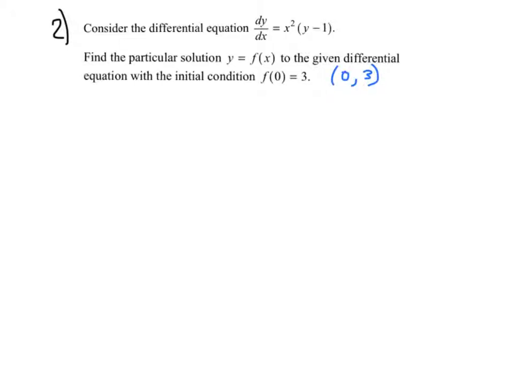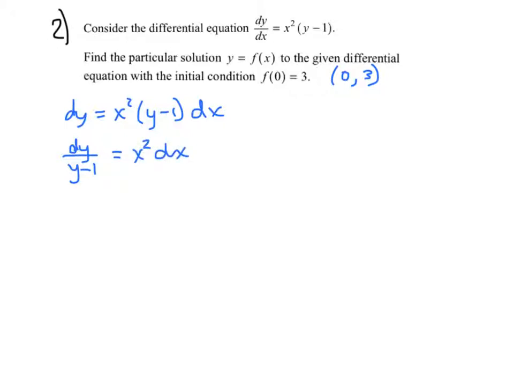First of all, we're going to go ahead and separate those variables. So in this case, I'm going to multiply both sides by dx. So I'd have dy equals x squared times (y minus 1) times dx. Now to solve for each of the variables on either side, remember, you do not ever divide by dx or dy. So we're going to have to divide away that y minus 1. So dy over (y minus 1) is equal to x squared dx.